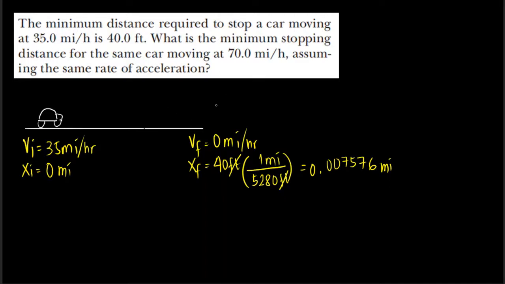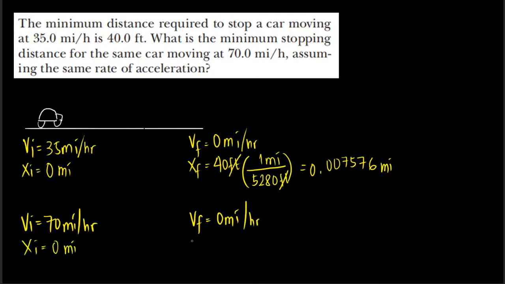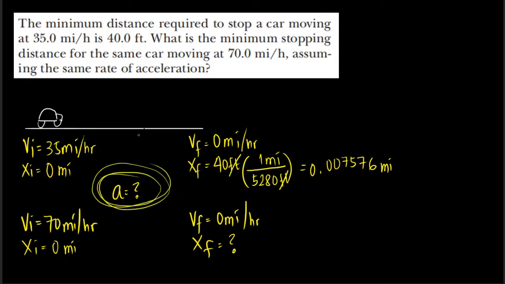Now, we have another scenario. What is the minimum stopping distance for the same car if it is moving at 70 miles per hour? We know it's going to stop somehow, so VF is 0, XI is also 0, and what we are looking for is XF, assuming the two situations have the same rate of acceleration. So we have to find out what the rate of acceleration is first, and then we can get x final for the second scenario, the stopping distance.